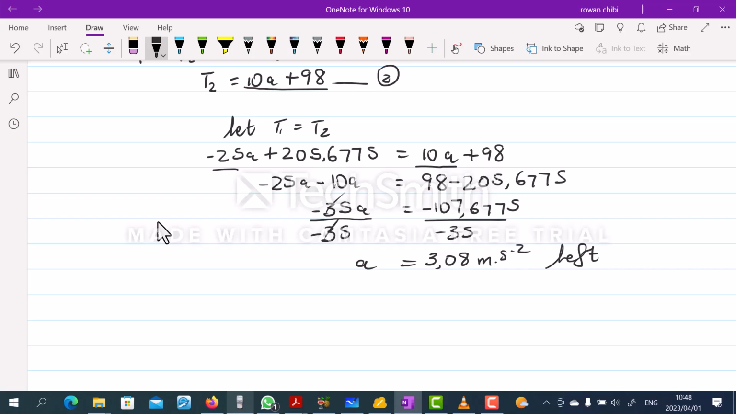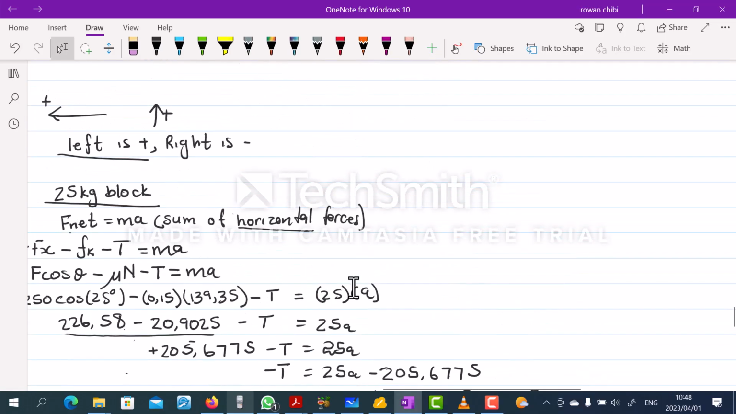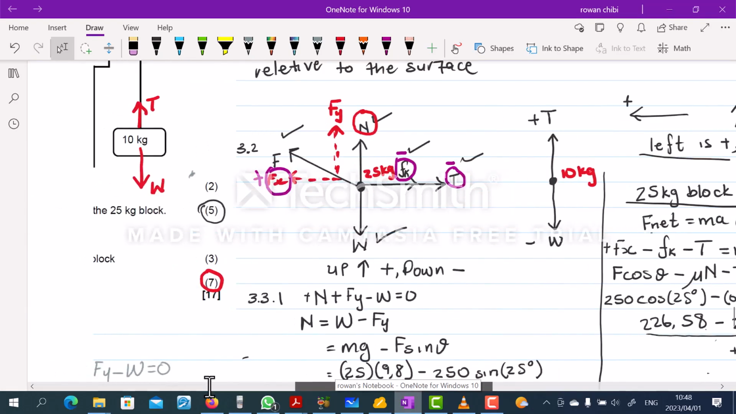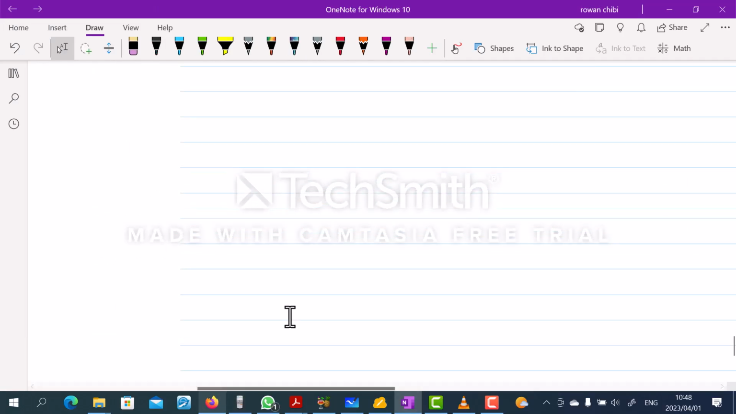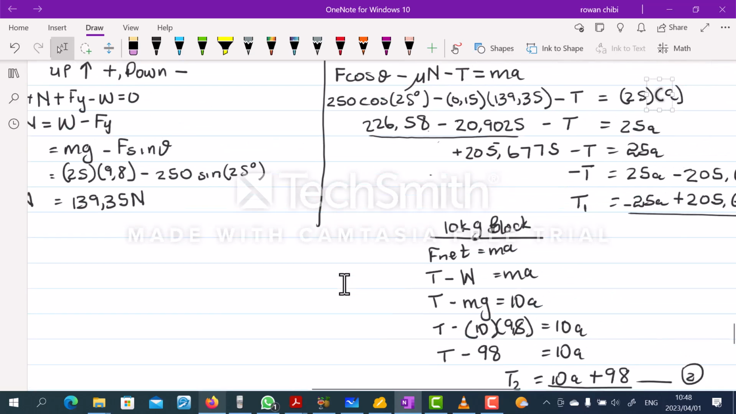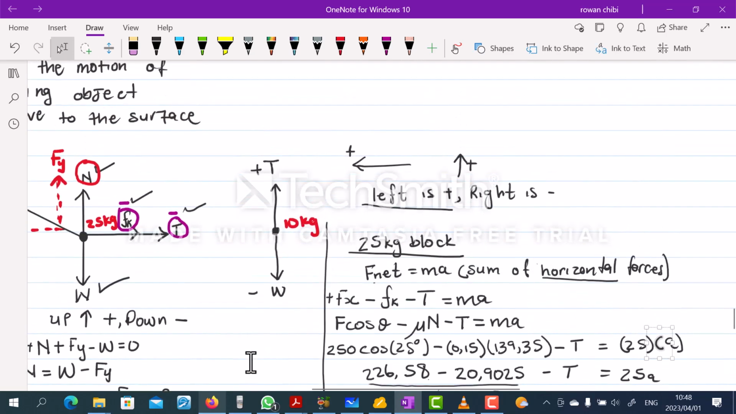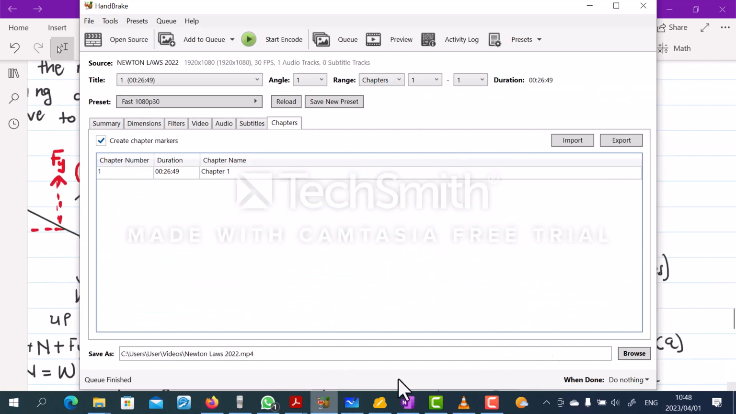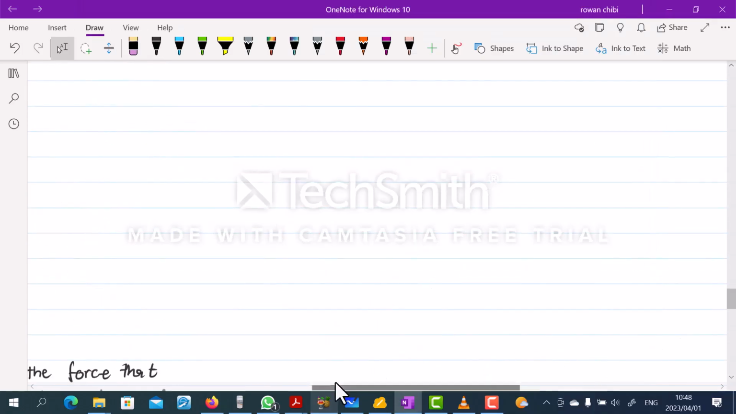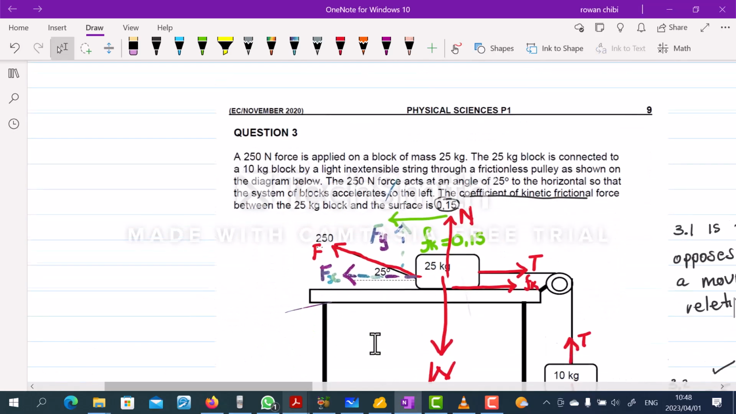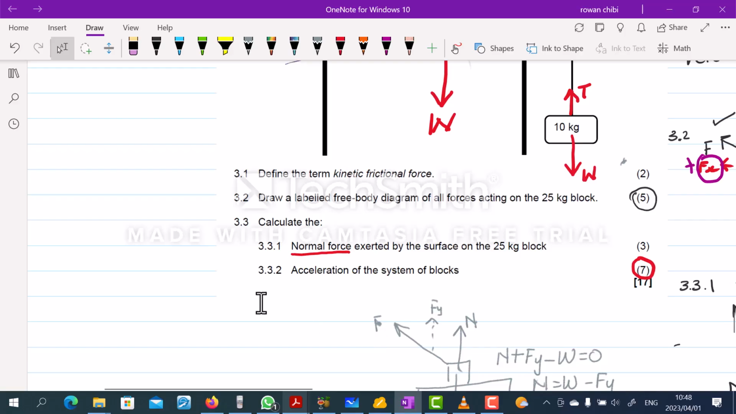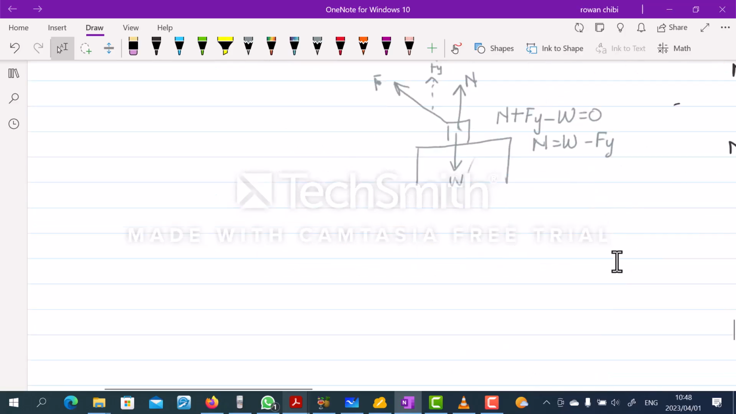Now, we have not yet answered the question. The question said we must find, is it the tension? I'm not sure whether they were asking the tension or just the acceleration. Let's just check again. Let us check the question again. Oh, the question said let us just find the acceleration. Okay, they just wanted the acceleration, they didn't want the tension.